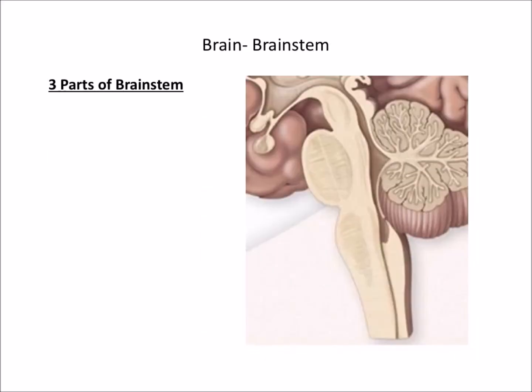Taking a closer look at the major regions of the brain, the first major region we're going to take a look at is called the brainstem. And the brainstem consists of three parts. The first part is called the midbrain. The second part is called the pons. And the third part is called the medulla oblongata.